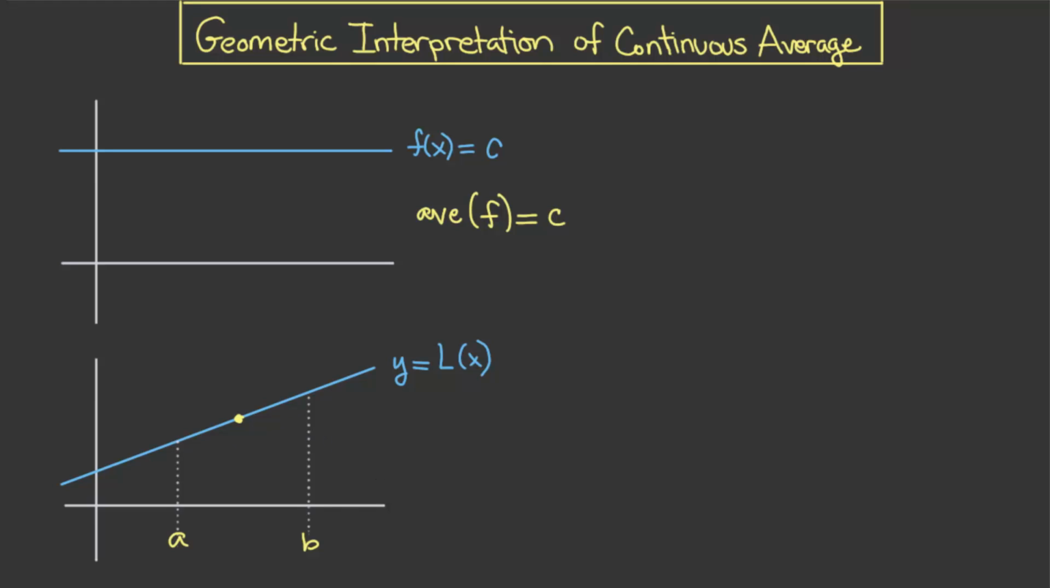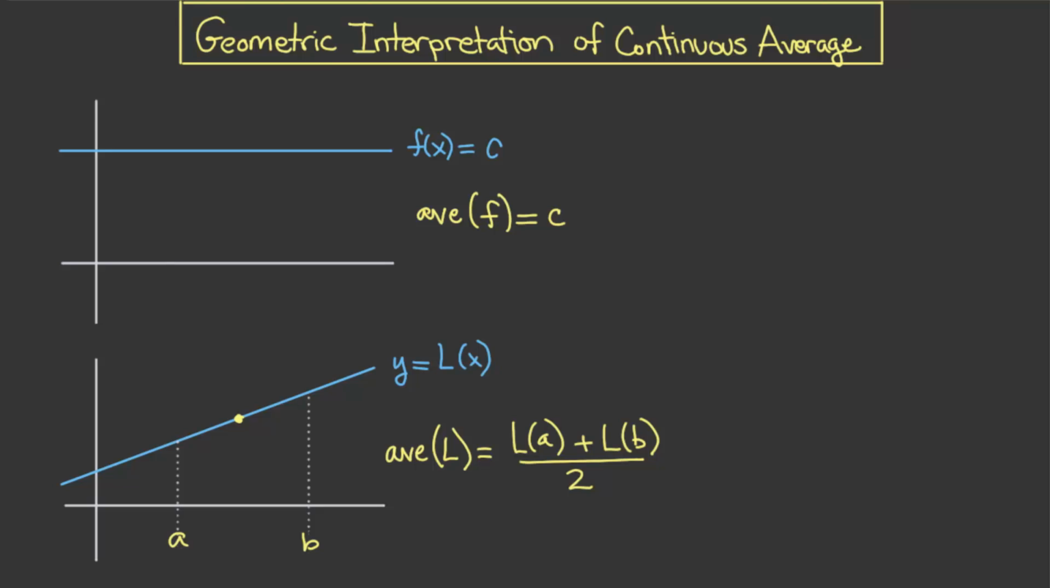This middle value is the average of the values at the two endpoints, which is the value at a plus the value at b divided by 2. Note that this averaging of endpoint values only works because it's a straight line, but this averaging process also could work for the constant function that we had above, which is also a straight line.